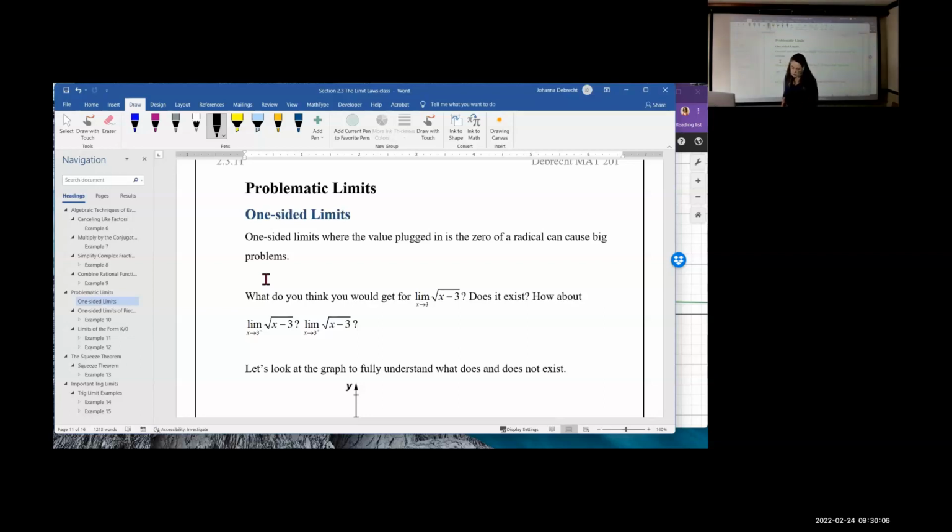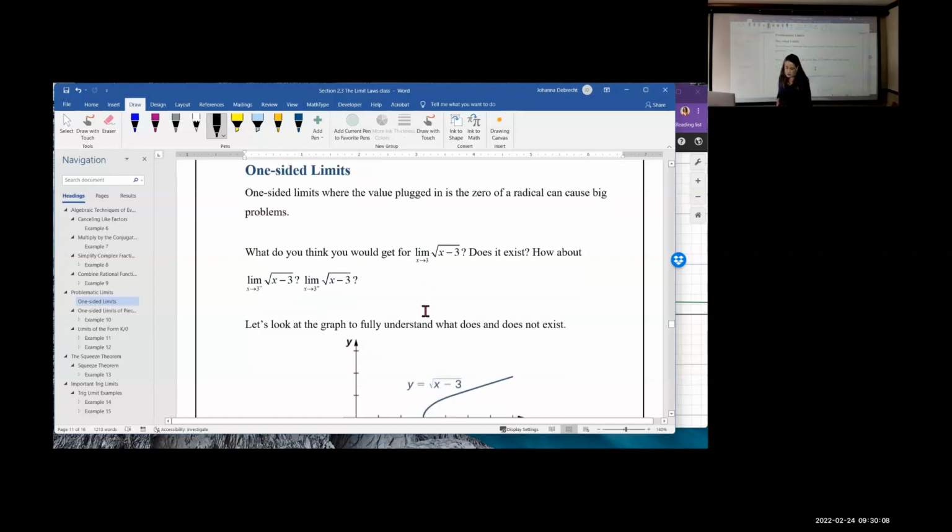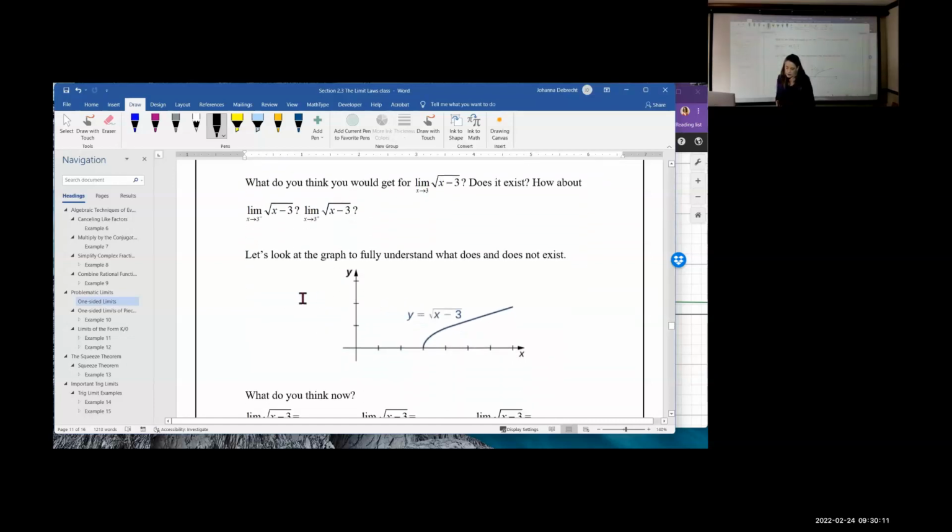So for example, let's look at this case right here, where we have the square root of x minus 3, which produces the upper arm of a right opening parabola. So you have this upper arm right here. This is the square root of x minus 3. Notice it's been shifted to the right 3 because of the minus 3. Remember, the formula is always x minus h. And so that's why it's to the right. All right. So the question is, what's the limit as we approach 3?